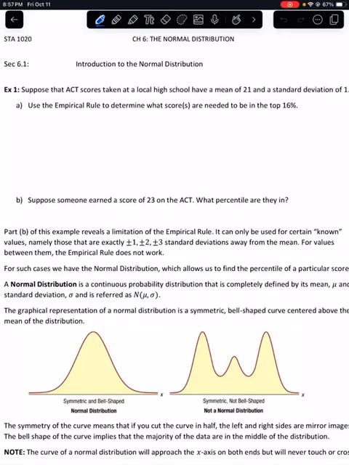Hello everyone. So we are looking at chapter 6, which is the normal distribution. Now we are already familiar with the normal distribution, at least this much, that the shape of the normal distribution is a bell curve. And remember, we were able to use the empirical rule for the bell curve. So these are for a normal curve or normal distribution.